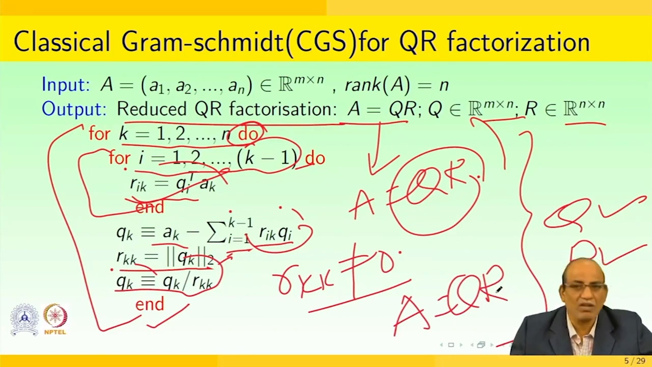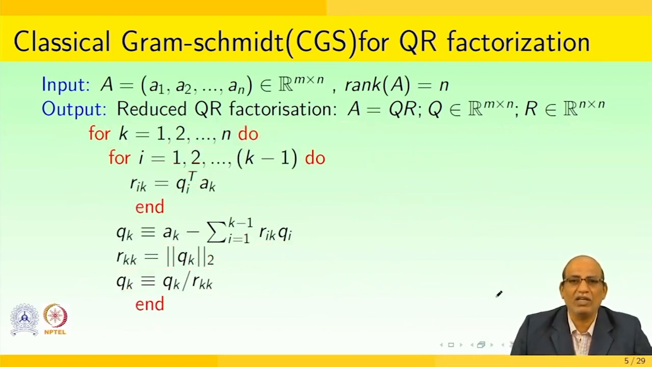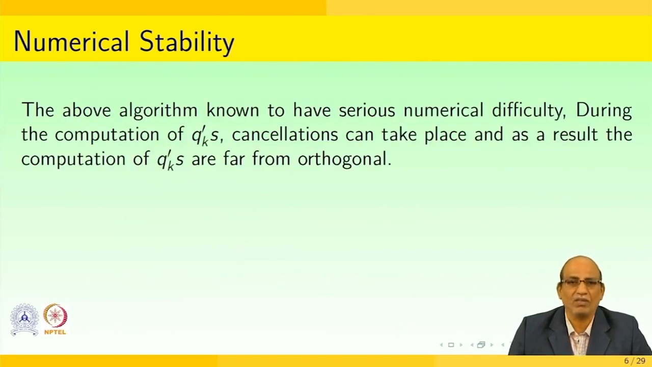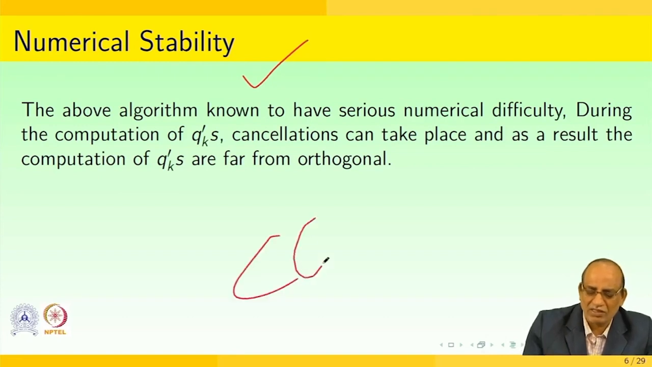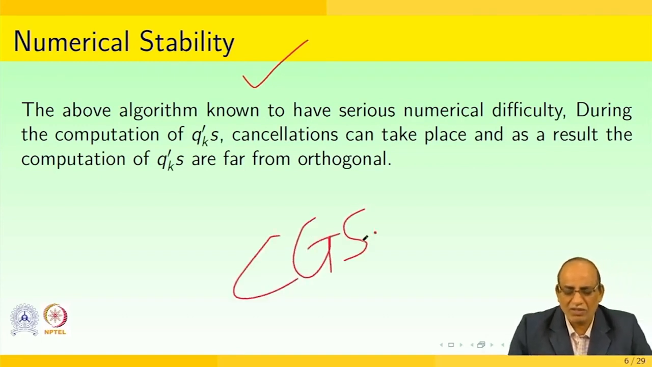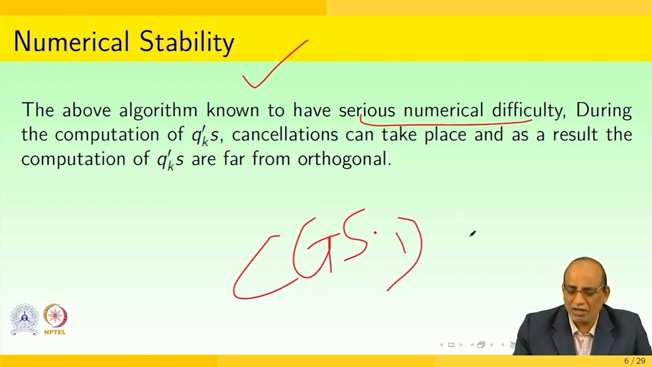Let's see a very simple example of how you can compute the QR factorization using the Gram-Schmidt process. Before going to the example, we also would like to see the numerical stability of this algorithm, that is the CGS method, the Gram-Schmidt orthogonalization process. The above algorithm is known to have serious numerical difficulties. What are the serious difficulties you have? You may have incompatibility.